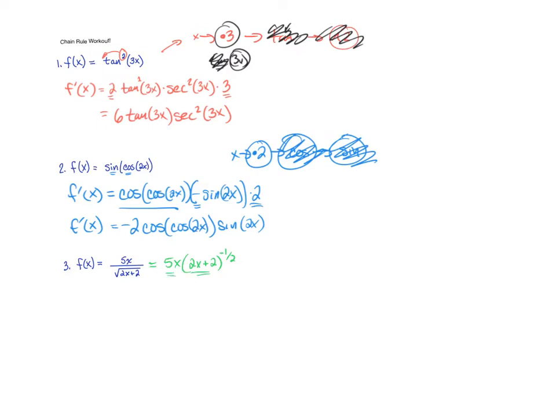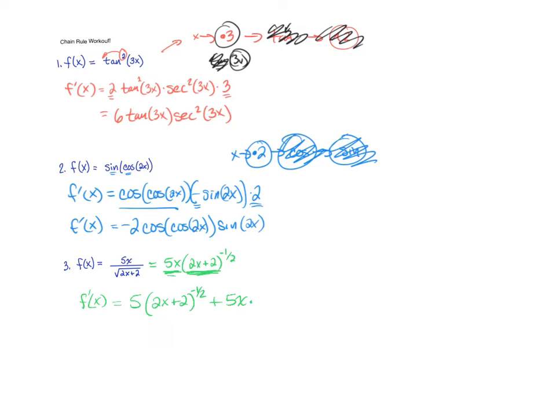So for our product rule, which is what we're going to apply, we will say that f prime is the derivative of the first function, which is 5x, so its derivative is 5. The second function just goes along for the ride, 2x plus 2 to the negative 1/2. Then we add the first function, 5x, times the derivative of the second function. So for the second function, this is where the chain rule kicks in.